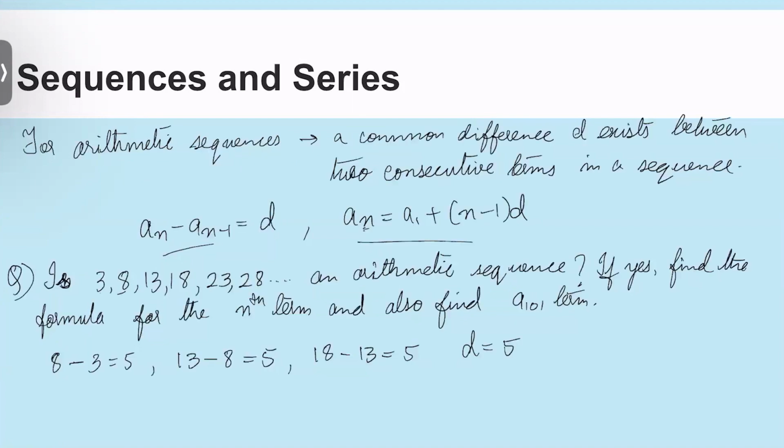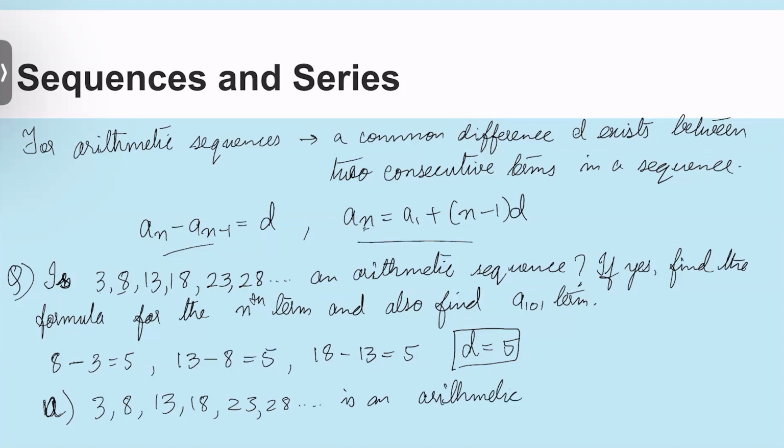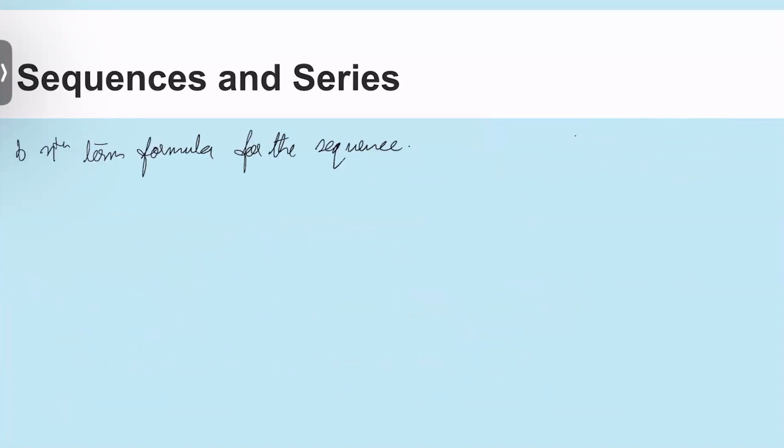Okay, so because of this, since we have a common difference D, we can say the first part of the question A, 3, 8, 13, 18, 23, 28 is an arithmetic sequence. Okay, and now we'll find the next part. So that is the nth term formula for the sequence.